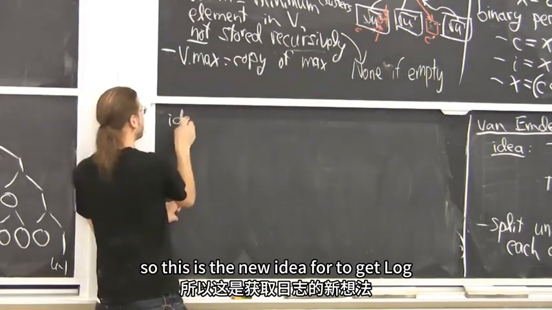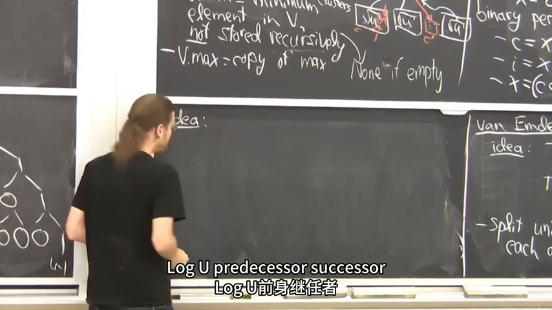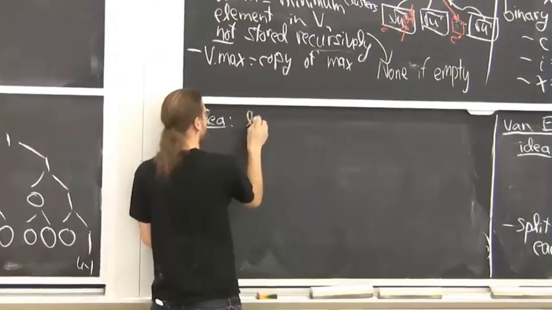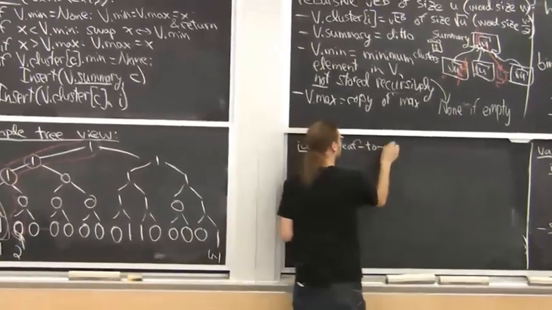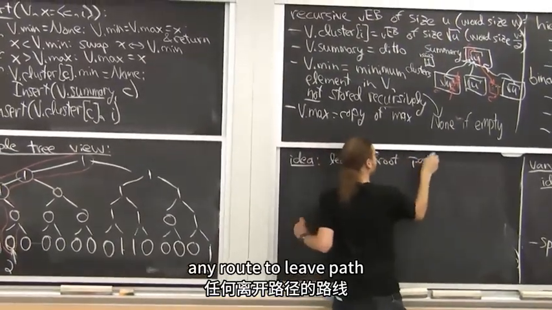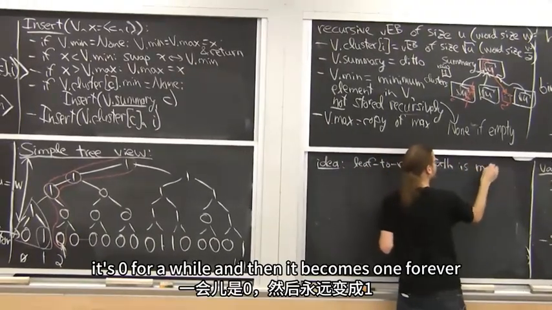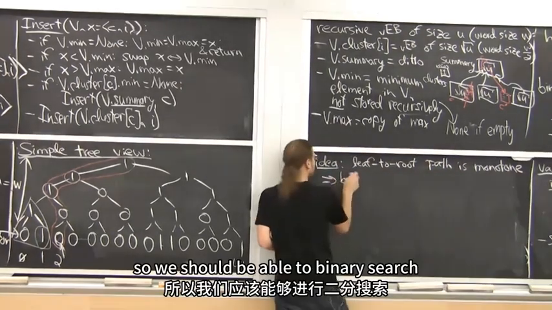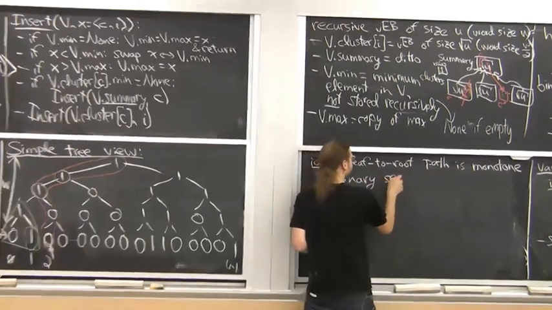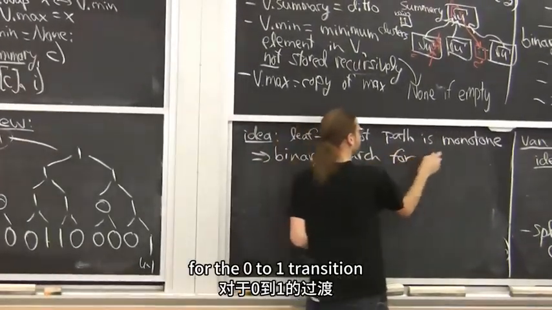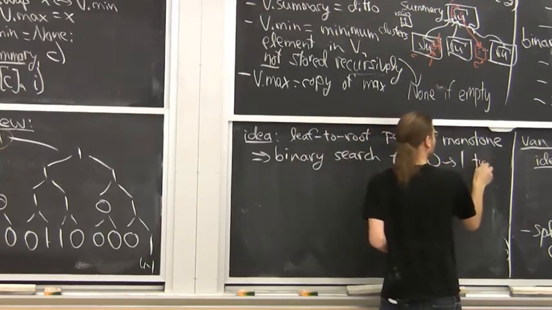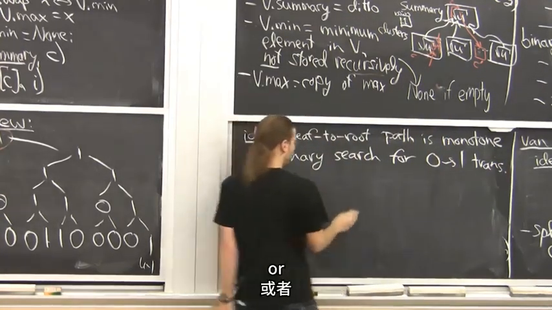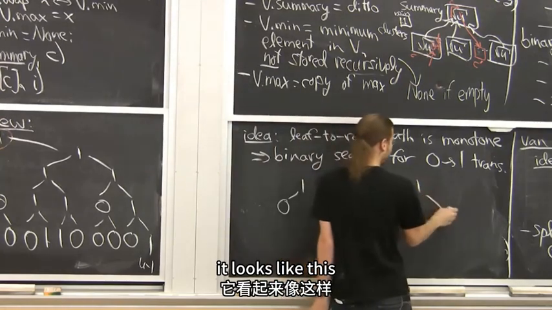So this is the new idea to get log U predecessor successor: any root to leaf path is monotone. It's 0 for a while, and then it becomes 1 forever. So we should be able to binary search for the 0 to 1 transition. And it either looks like this, or it looks like this.